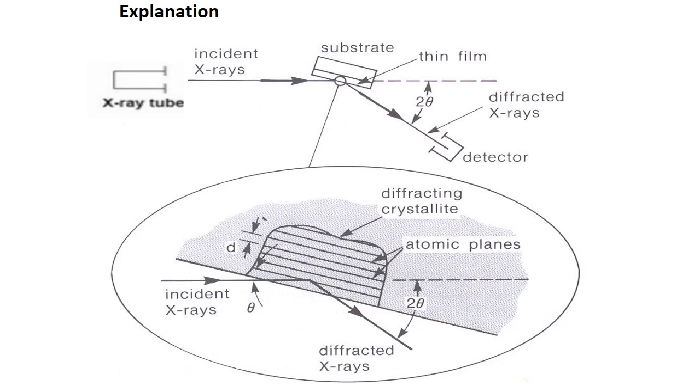In this diagram of a thin film, these lines are shown as horizontal parallel lines. The distance between two lines is D, which is the D spacing, and these lines which are aligned horizontally are the atomic planes.